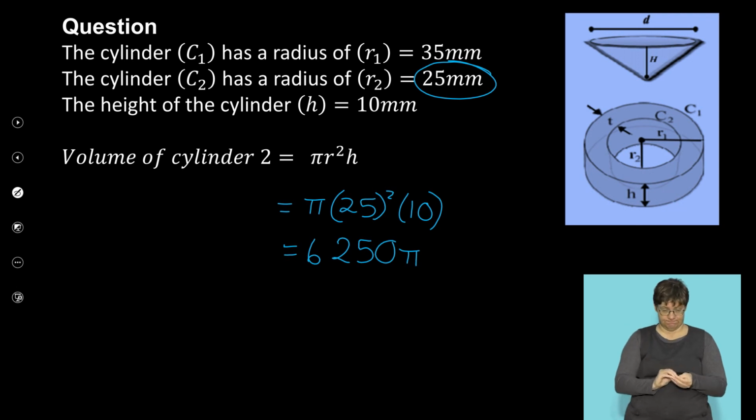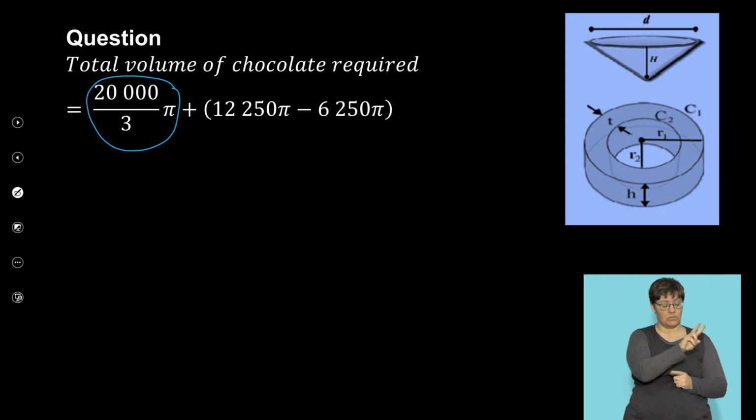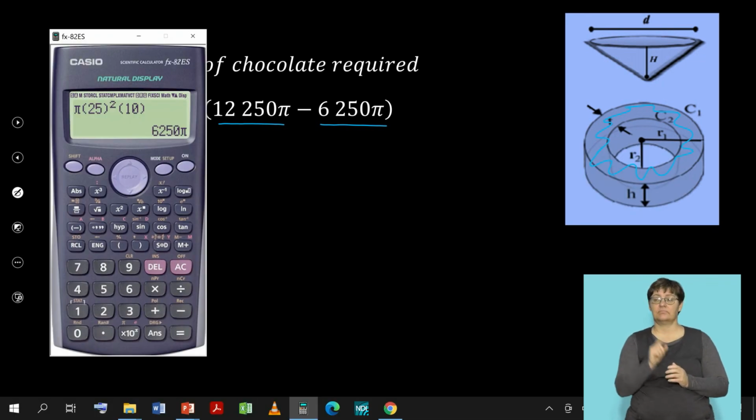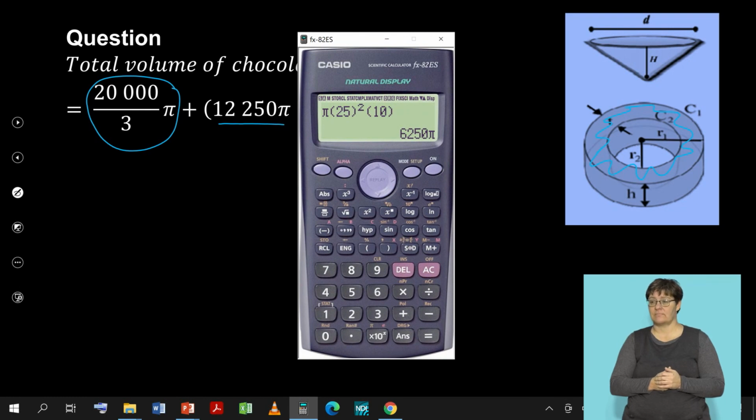Now to put this all together, we have the total volume of the chocolate required. So we first got the volume of our cone, which we got to be 20,000 over 3 pi. Then I'm going to have to figure out the chocolate that's going to be filled in between these two cylinders. And that is going to be the volume of the larger cylinder, cylinder 1, and I'm going to subtract the volume of the smaller cylinder, which is cylinder 2. Now I just need to plug this all into my calculator to see the volume of chocolate that will be required.